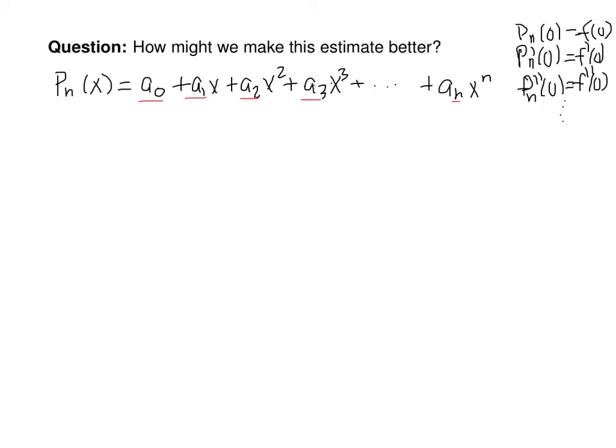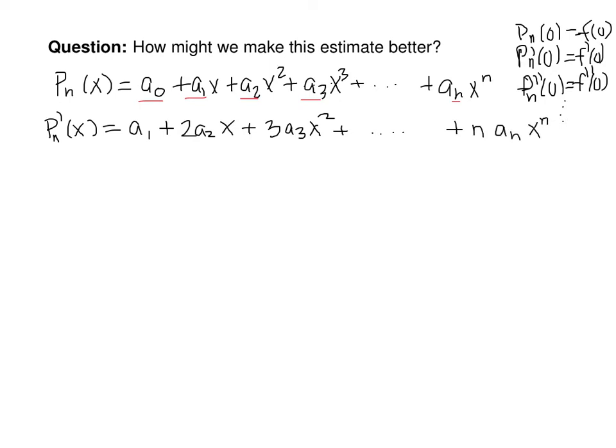So to investigate that, because the relationship is defined in terms of derivatives, we have to find some derivatives. So the derivative of this nth degree polynomial is going to be, so a0 is a constant, its derivative is 0. a1x's derivative is a1. The derivative of a2x squared is 2a2x plus 3a3x squared plus etc. And the last term's derivative will be n a sub n x to the n minus first power. Let's repeat that process a couple times.